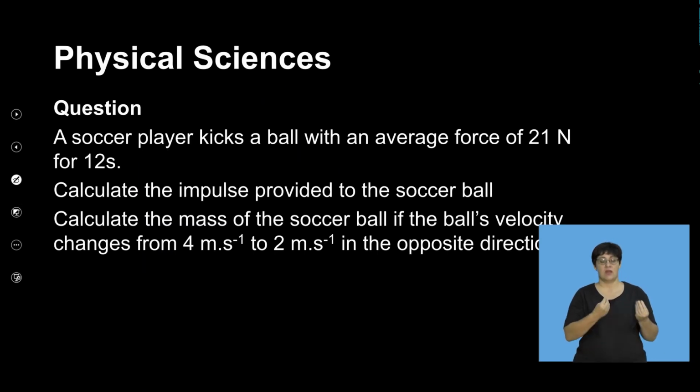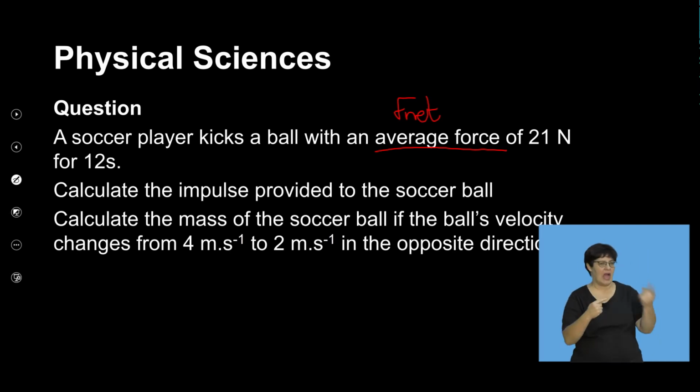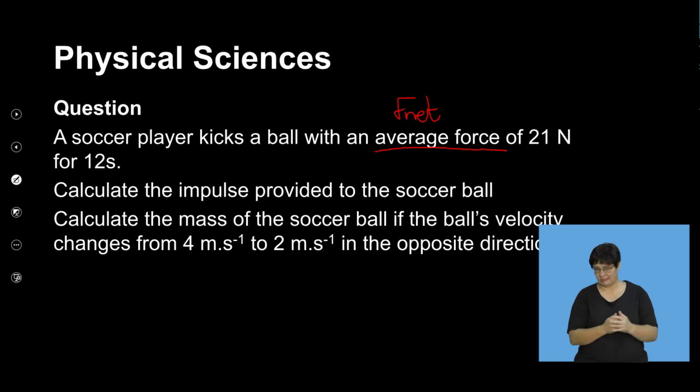We have a soccer player who kicks a ball with an average force of 21 newtons for 12 seconds. Average force here means F net. We're going to simplify these to only looking at F net. We're not going to try and confuse you and do Newton's second law and do all sorts of weird things in this section, okay? We're going to keep it simple. What we're going to calculate is the impulse provided to the soccer ball, and then we're going to calculate the mass of the soccer ball if the ball's velocity changes from 4 to 2 in the opposite direction, okay?